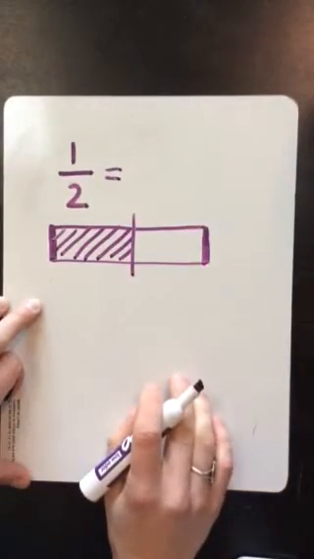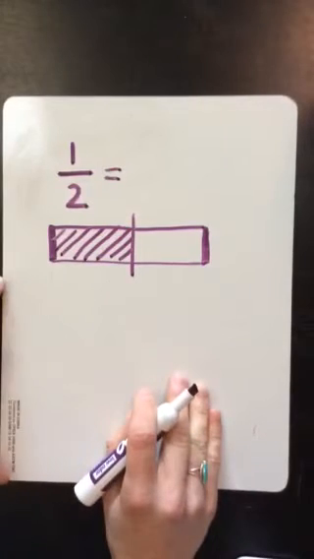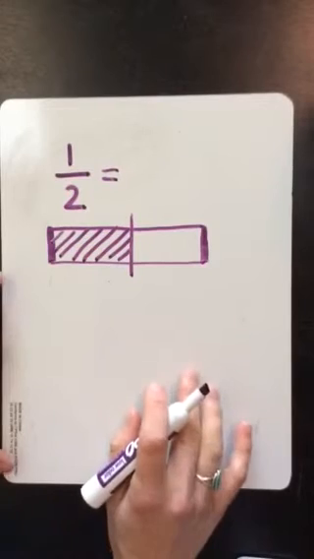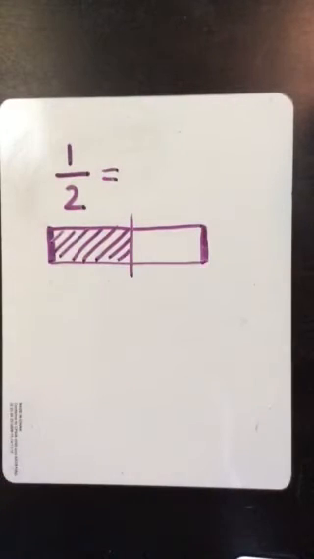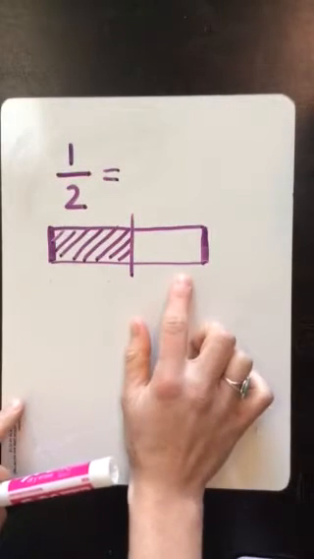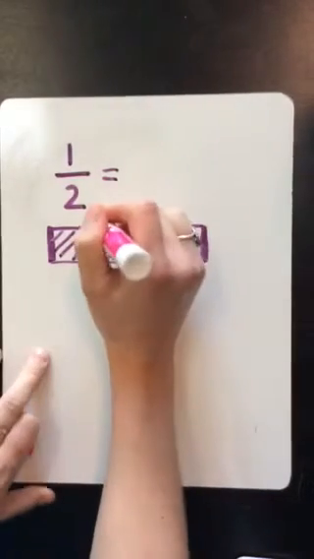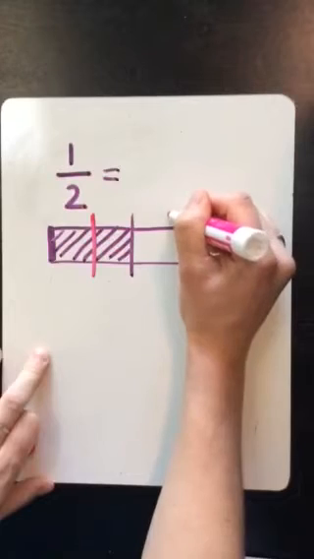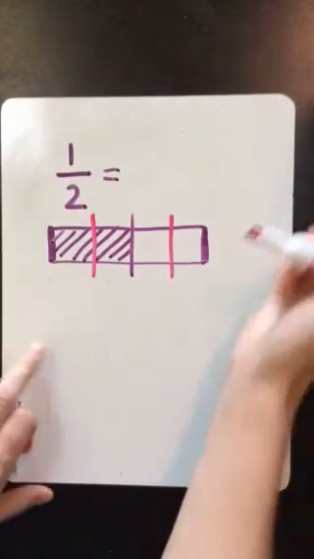Equivalent means equal or the same. What's going to be different is the number of parts in this equivalent fraction. So one way to do that would be to decompose each of these parts into 2. So I'm going to go ahead and do that. I'm going to decompose, which means basically I'll just separate or split up.